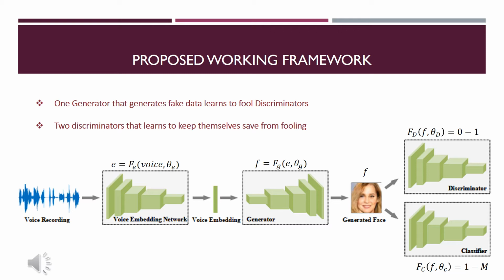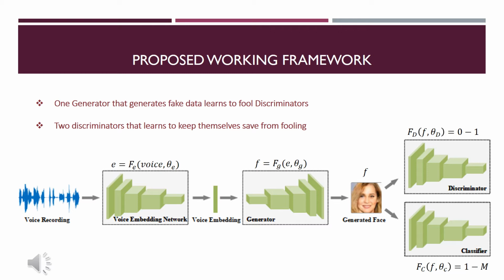The recorded voice is converted to a spectrogram using short-time Fourier transform, and it is used to feed the voice embedding network. The voice embedding network used in this model is a pre-trained model from a speaker recognition task. During the training phase, only the generator, discriminator, and classifier are trained.